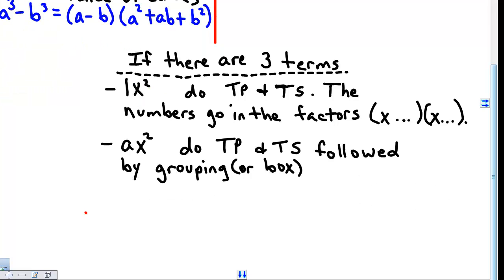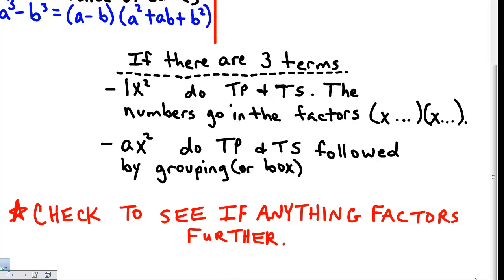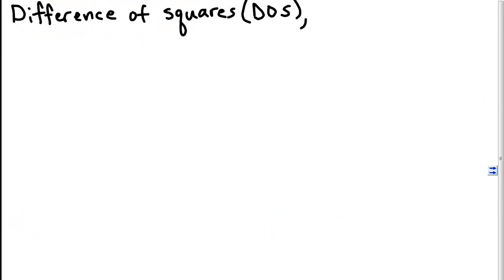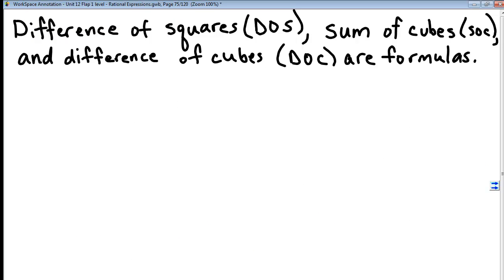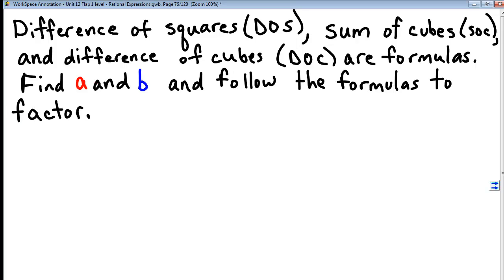And if we have three terms and there is a number greater than 1 in front of x squared, then we do target product and target sum followed by the grouping method or box. And remember, we want to always check to see if anything factors further. The difference of squares, DOS, the sum of cubes, SOC, and difference of cubes, DOC, are formulas. We just need to find a and b and follow the formulas to factor.